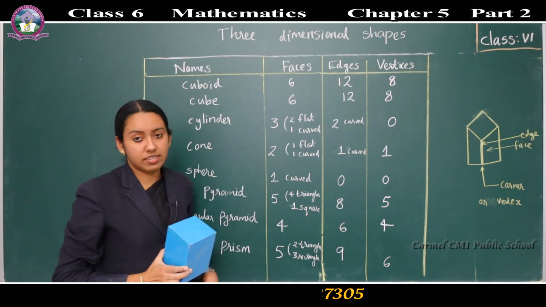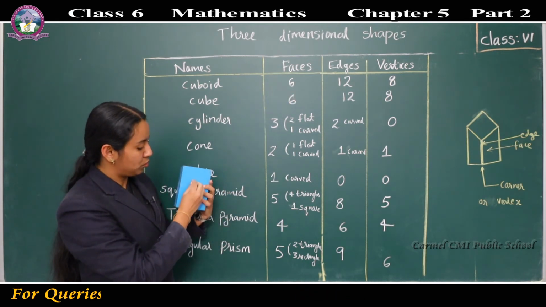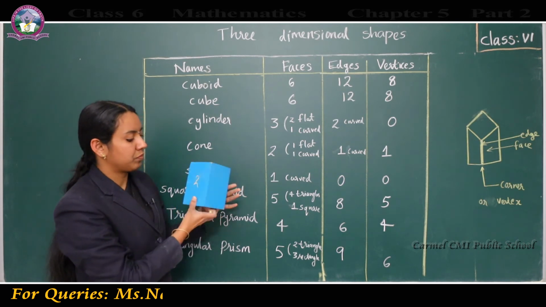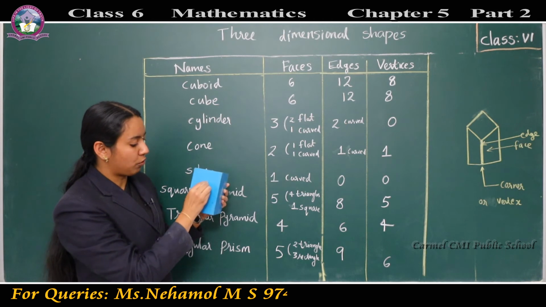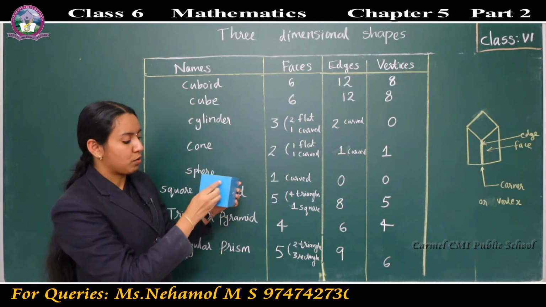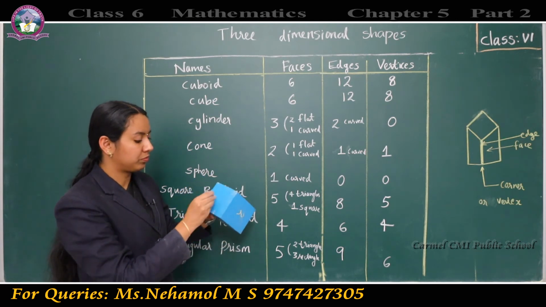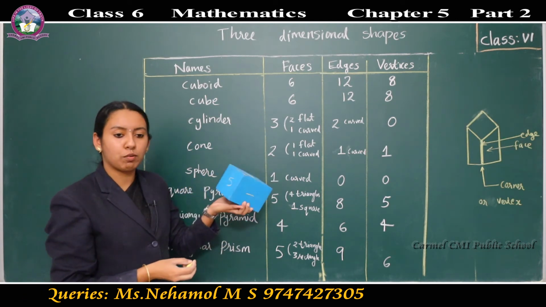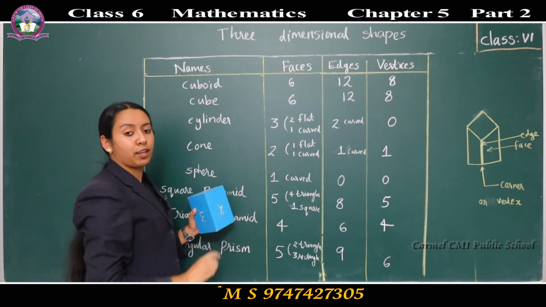First one, cuboid. How many faces are there? 1, 2, 3, 4, 5, 6. How many faces are there? 6 faces are there for a cuboid.